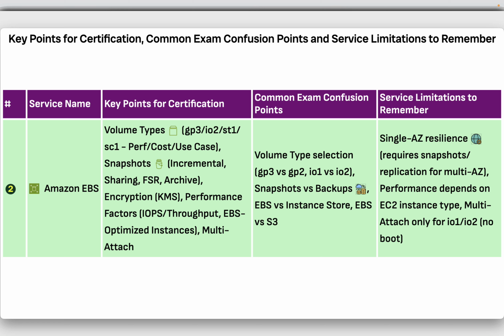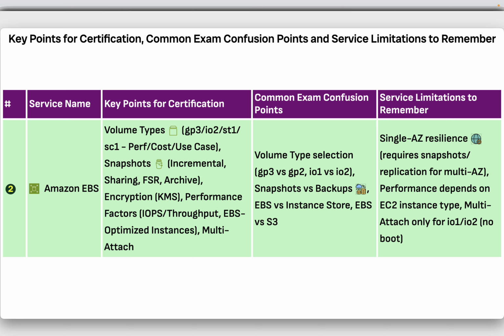Some common confusion points are volume type selection, so it can be GP3 versus GP2 or IO1 versus IO2. Snapshots versus backups, and EBS versus instance store. Instance store is directly attached to EC2 when you launch it the first time, but it cannot be detached and attached to other EC2 instances. Then EBS versus S3.